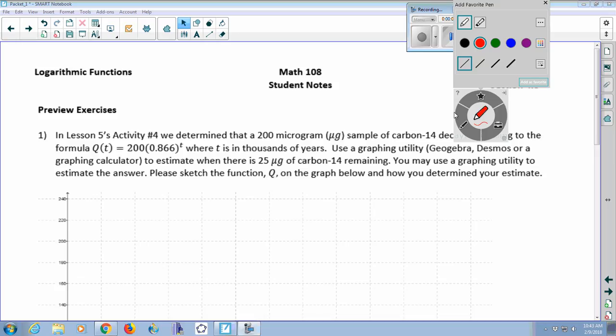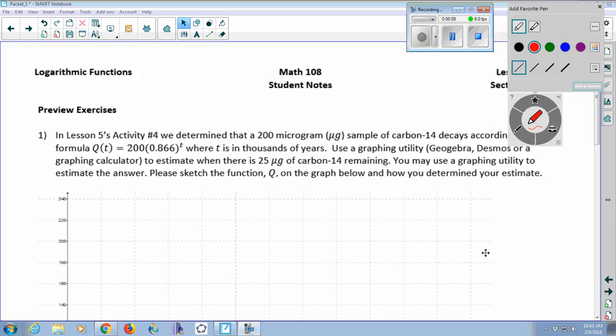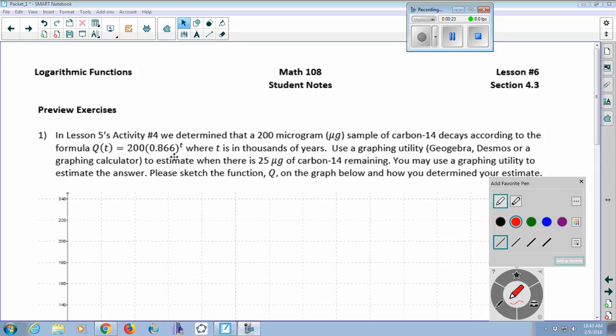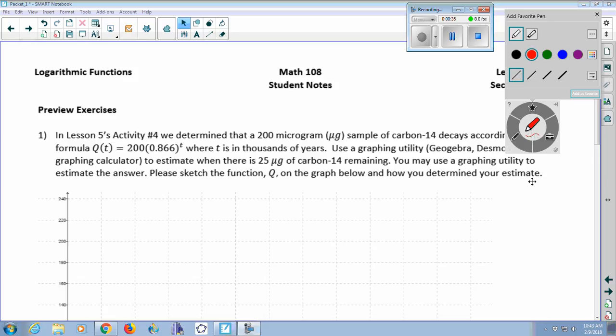In lesson 5, activity 4, we were dealing with this problem of a 200 microgram sample of carbon-14, which has a decay rate of, right here, we can tell what the decay rate is even though it's not given to us. How do I find the decay rate when I'm given something like 0.866? How would I actually find the decay rate?